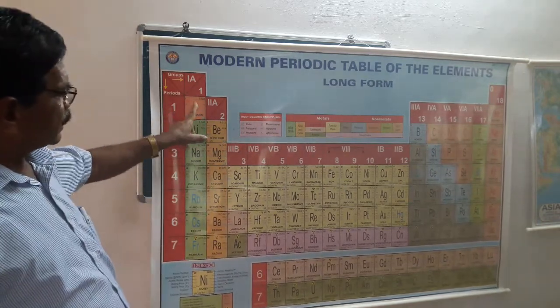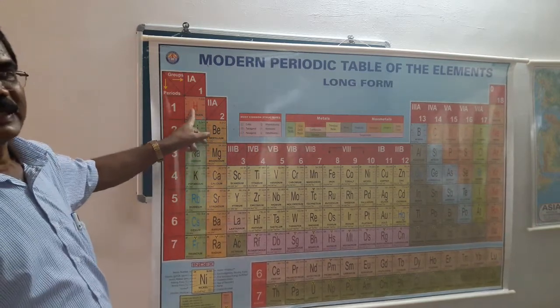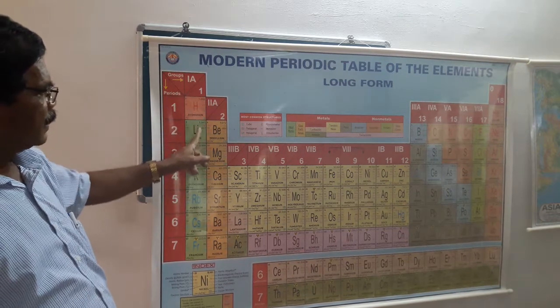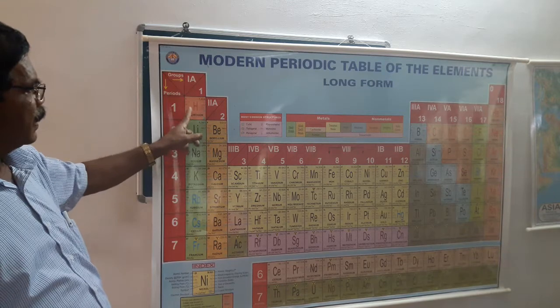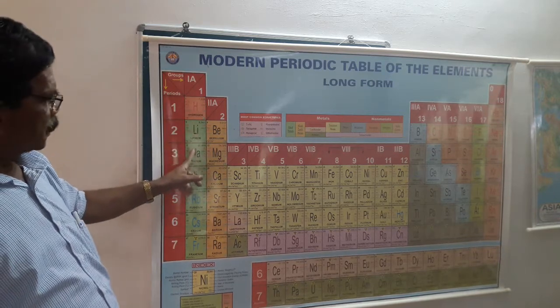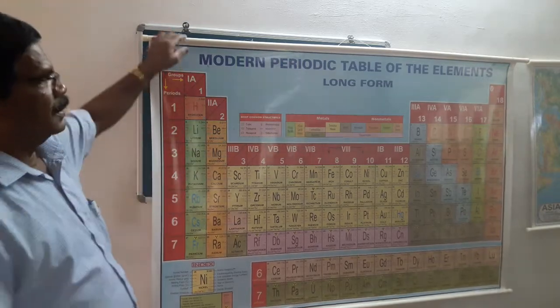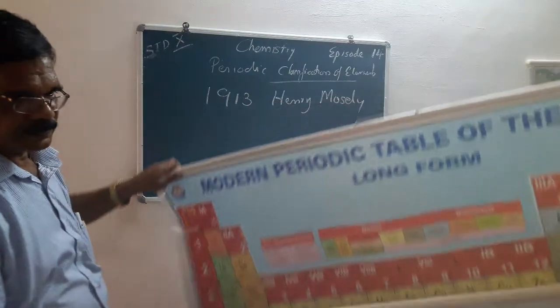Then why are these elements arranged in the first group? Let us look at the atomic structure of these four elements: hydrogen, lithium, sodium and potassium. Hydrogen has atomic number 1, lithium 3, sodium 11 and potassium 19. Let us write the atomic structure of those elements.